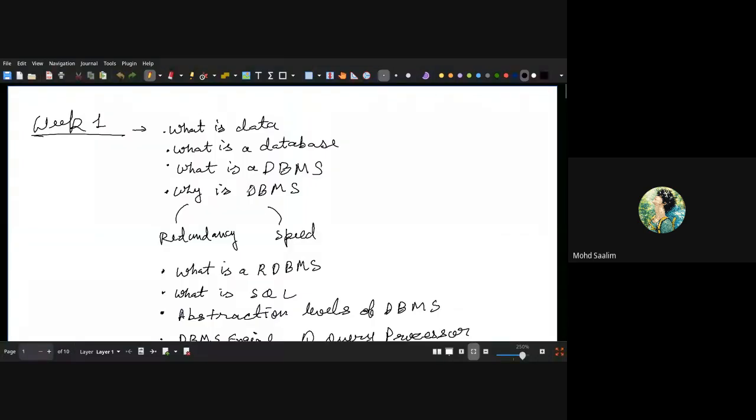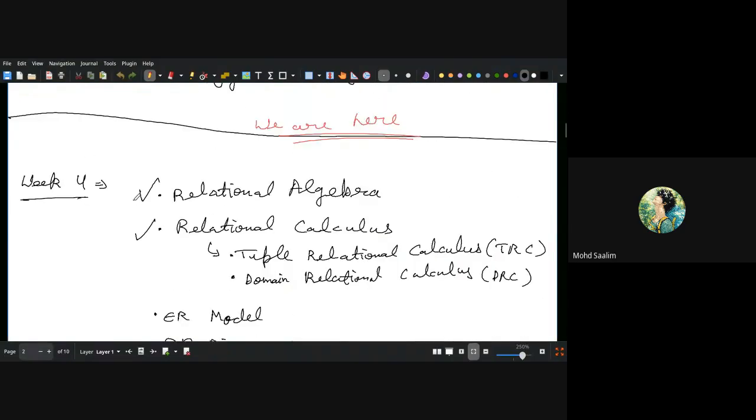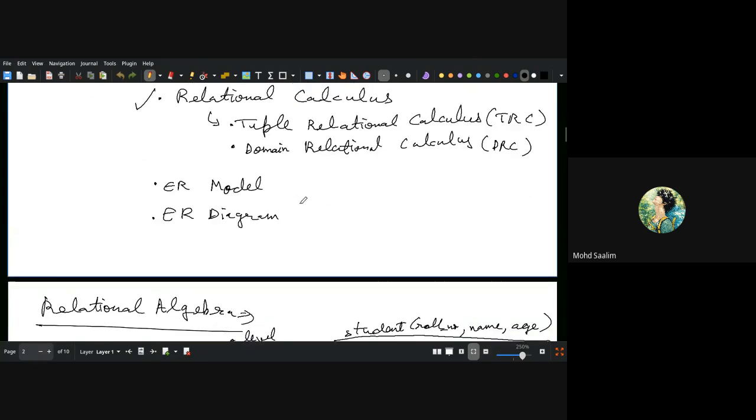Okay, so in our Tuesday session, we had done a quick recap of week one, week two, and week three, right? And after that, we covered relational algebra and relational calculus from week four. So the agenda of this session will be ER model and ER diagram.